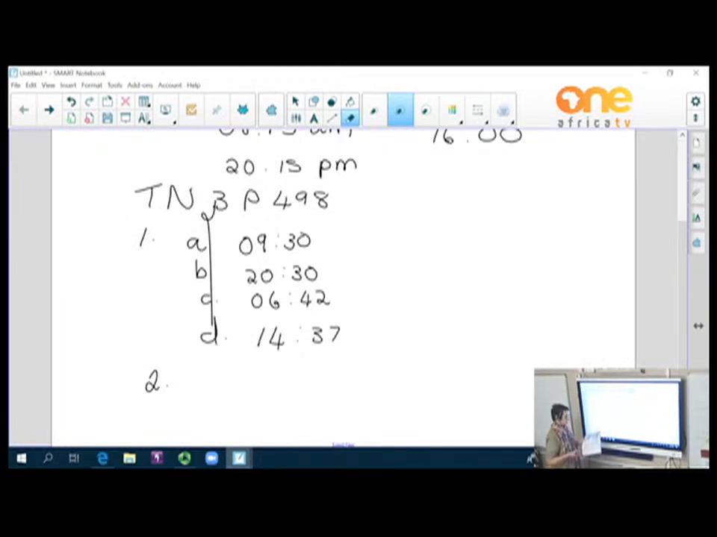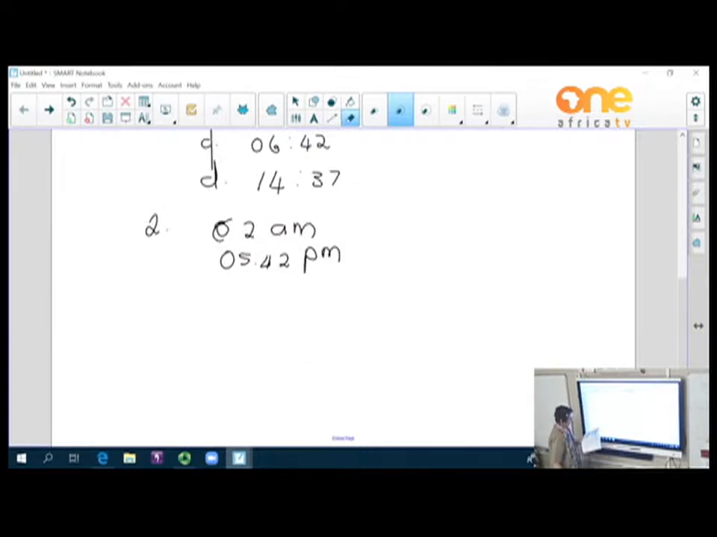Question 2. Now we have to give it in the 12-hour clock. So the first one is 02:... a.m. That means it's in the morning. Then 17:42. So now I subtract the 12 hours, and that will then be 05:42, and we have to write p.m., past midday.